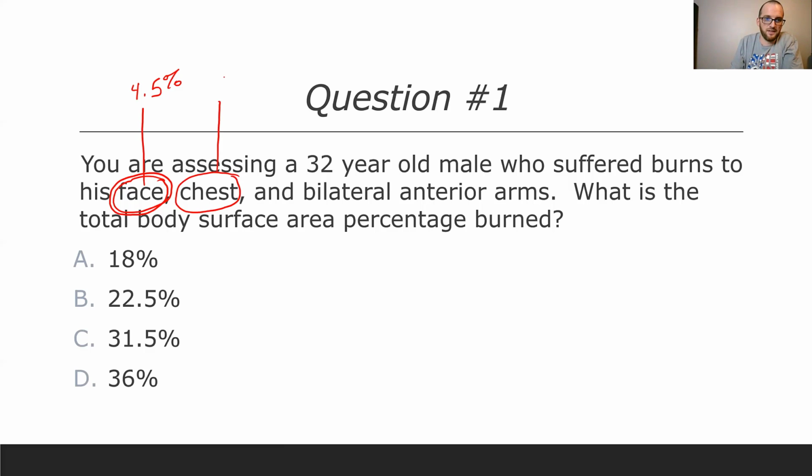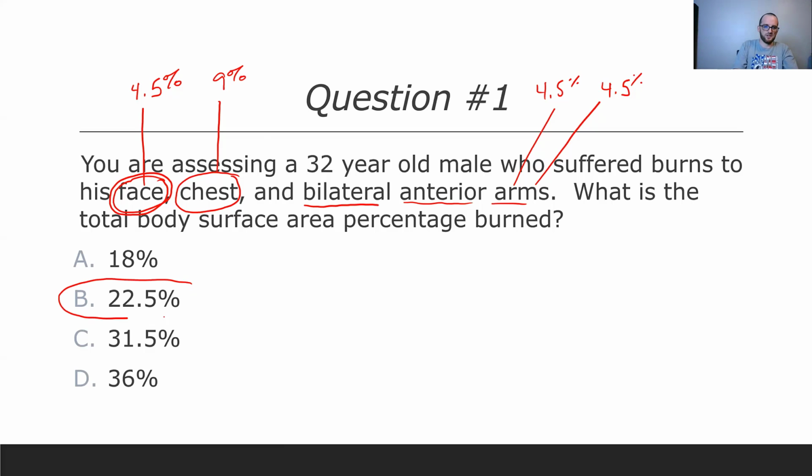The chest is 9%. So the torso is 18, the chest and abdomen is 18, so just the chest is 9%. Then it says bilateral, so both anterior arms. The entire arm is 9%, the whole front and back, anterior and posterior, is 9. So just the anterior is 4.5. But it says bilateral, so it's both arms, so 4.5 each. So we got 9 plus 9 is 18 plus 4.5 gives us 22.5. Good job.